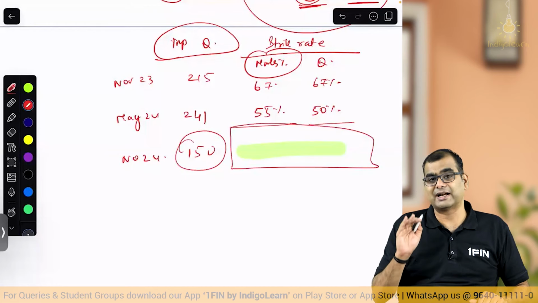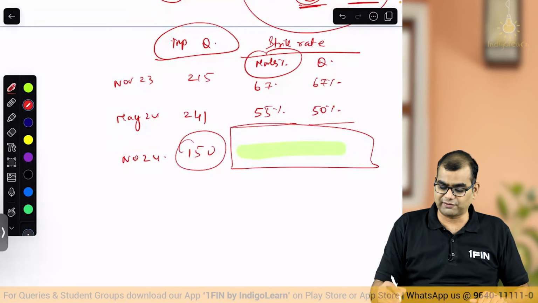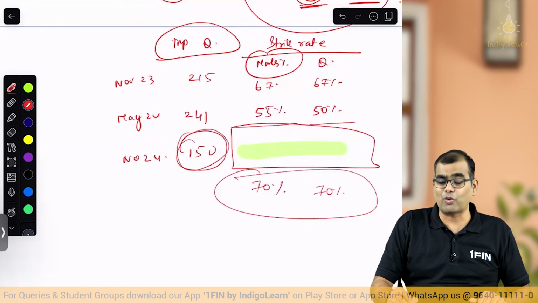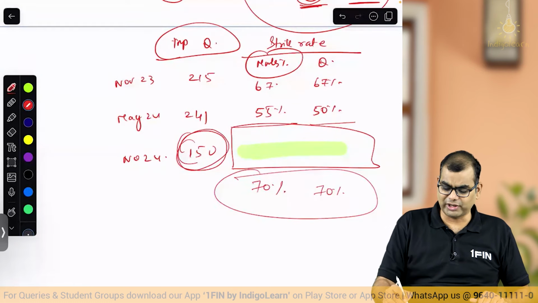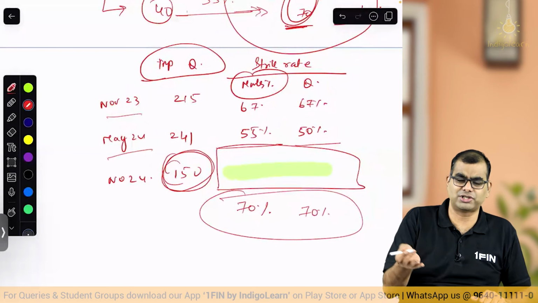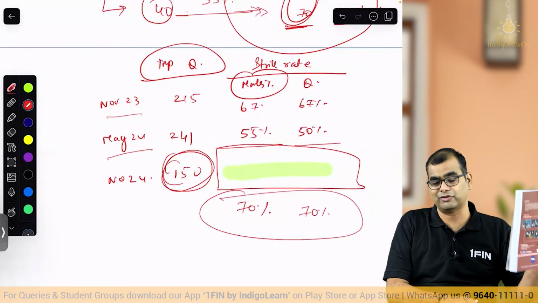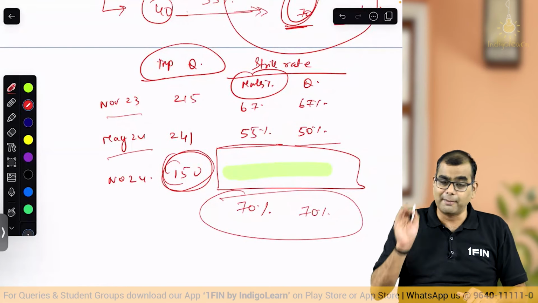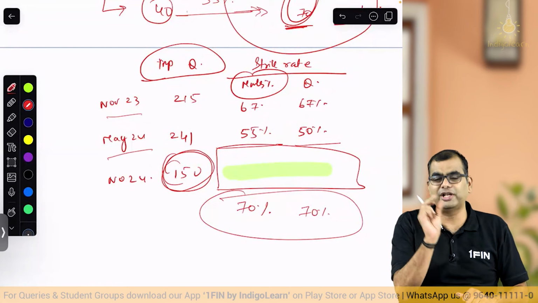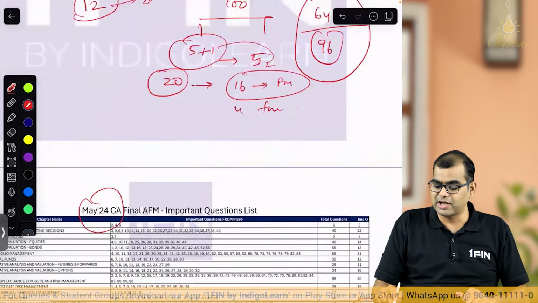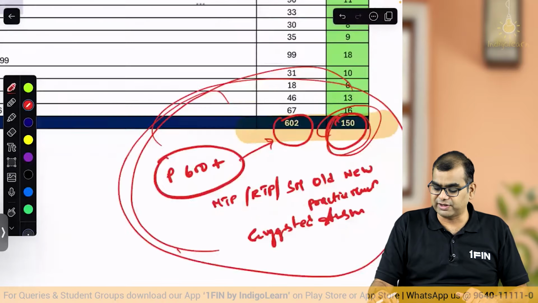My expectation is roughly about 70% of the questions should come from here, both from a marks perspective as well as a questions perspective. In fact, if you look at the questions asked in November 23 and May 24, almost every question was from P600, this book only. So if you solve all 600 questions, obviously the strike rate will be as close to 100% as possible. But if you want to restrict it and see only a few questions, then probably 70% should be the strike rate, for the 150 questions which I have given here.